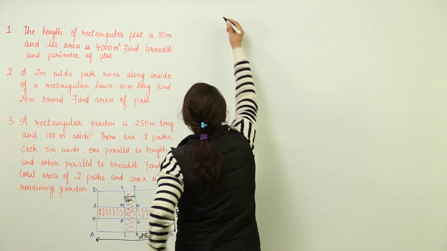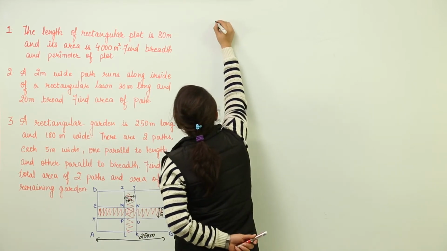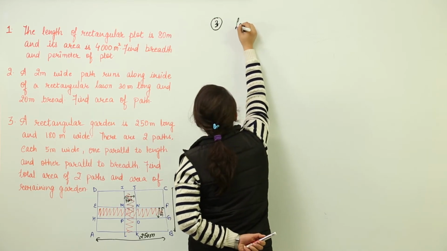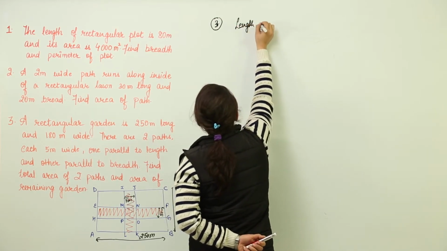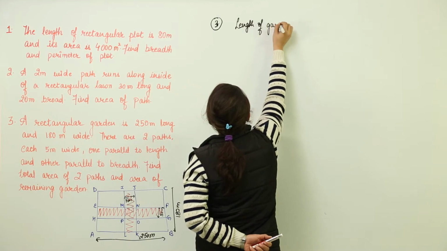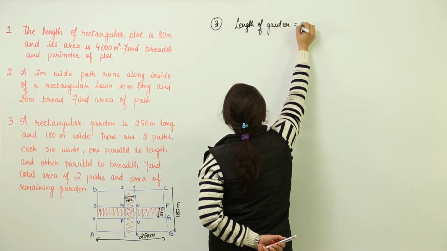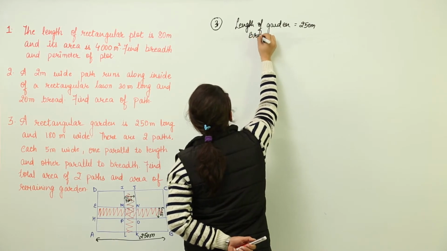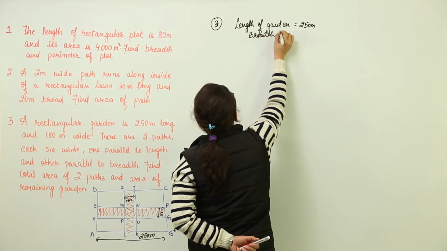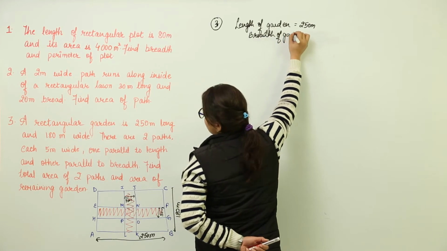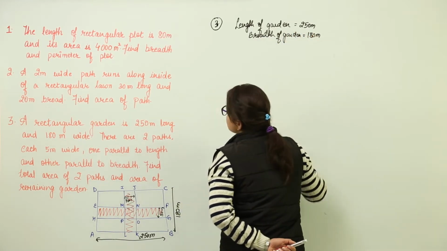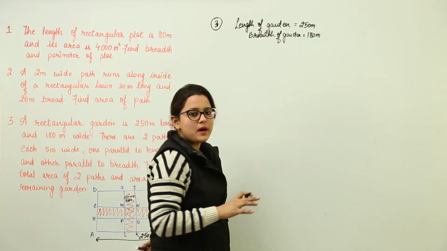First of all, let us write the data given, that is question number 3. Length of garden equals 250 meters. We have the breadth of garden also given to us as 180 meters. And now we are going to calculate the area of paths.